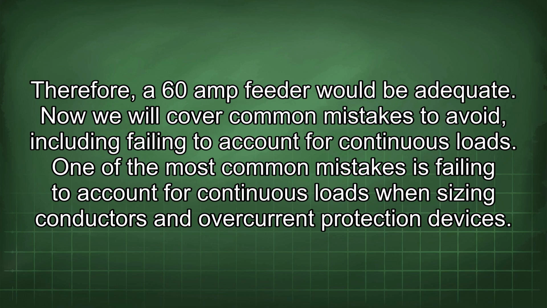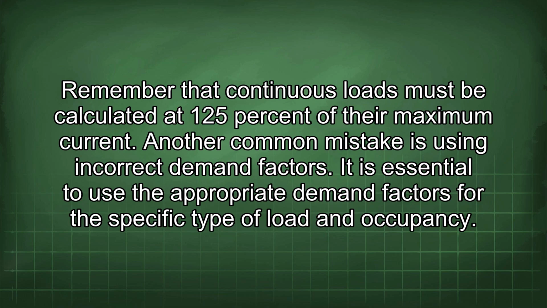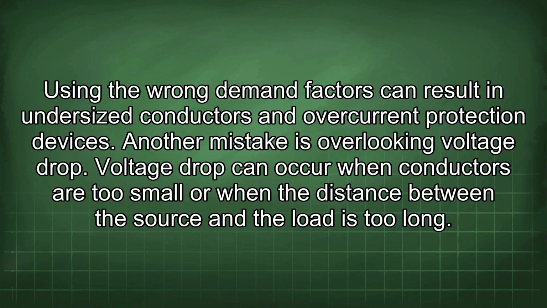Now we will cover common mistakes to avoid, including failing to account for continuous loads. One of the most common mistakes is failing to account for continuous loads when sizing conductors and overcurrent protection devices. Remember that continuous loads must be calculated at 125% of their maximum current. Another common mistake is using incorrect demand factors. It is essential to use the appropriate demand factors for the specific type of load and occupancy. Using the wrong demand factors can result in undersized conductors and overcurrent protection devices.